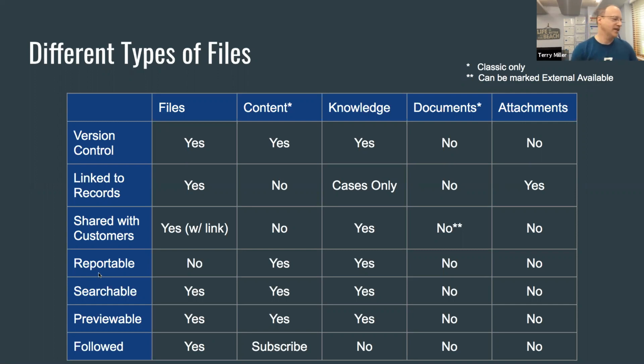Can you run reports and analytics on the information? Files, no. Content, yes. Knowledge, yes. Documents, attachments, no. Is it searchable through global search? Yes, and then no's. I think these are right. I hope they're right. If you know that I'm wrong, please tell me and I'll fix it. Is it previewable? That's a new word I made up. For files, yes. Content and knowledge, yes. Documents, attachments, no. You cannot preview it. And then can you follow it, like a Chatter file follow? Yes, with files. You can subscribe to content, which is kind of the same thing, sort of, but different.